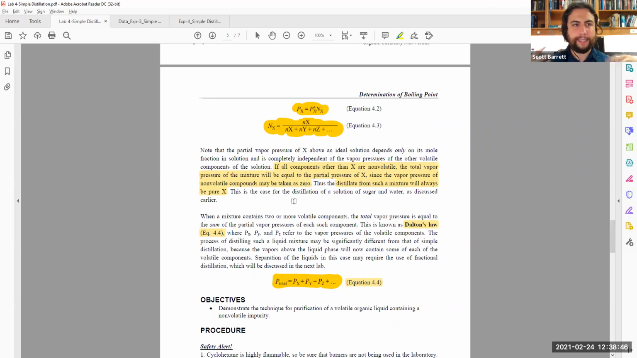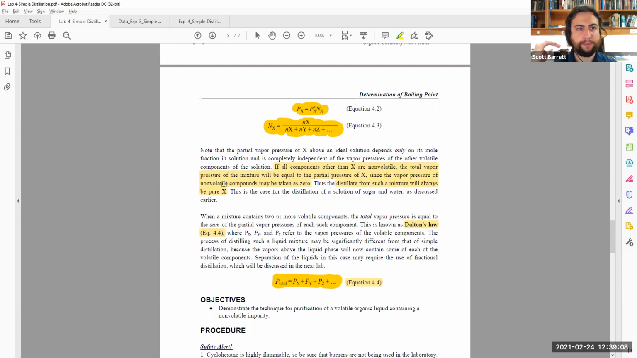So this is like an ideal equation where you cancel something out within an equation. The non-volatile compounds may be taken as 0 because their pressure is irrelevant towards the equation that we'll be utilizing. Thus, the distillate from a mixture will always be pure X, such that sugar as a non-volatile substance will not boil off in the system.